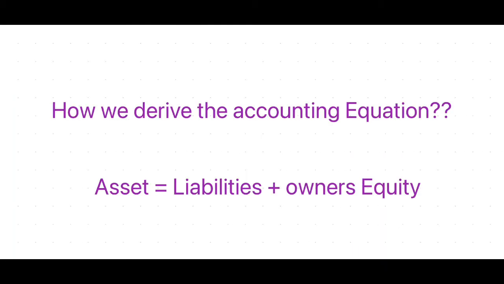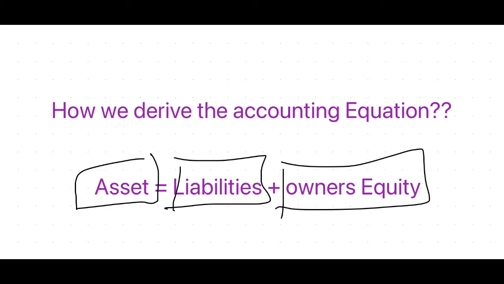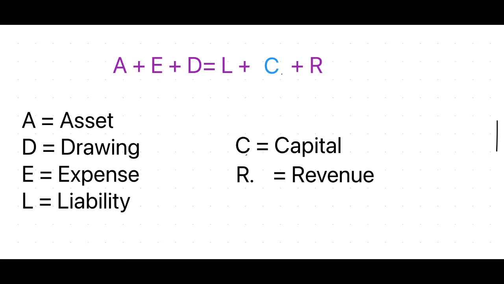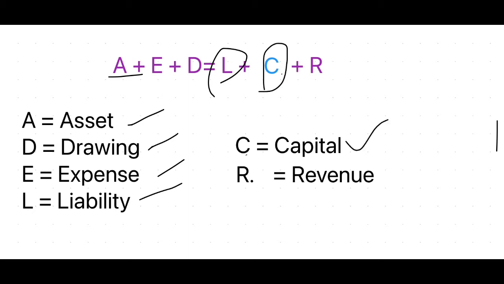Now here we will derive the equation. How do we derive the equation, and how is it proved that asset is equal to liabilities plus owner's equity? So here we will move to this. Now, as we have started our derivation of the accounting equation, A for asset, D for drawing, E for expense, L for liabilities, C for capital, and R for revenue.